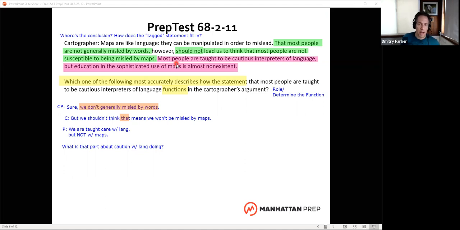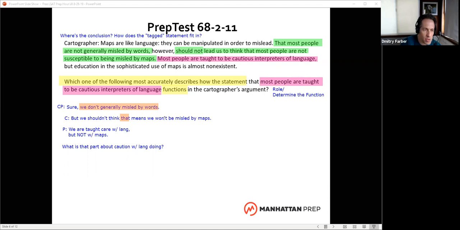Yeah, so be careful, right? Notice what they're asking about. That's why it's always important to check back, because we won't remember it from reading it the first time by the time we do all this. So we want to go back. The statement that most people are taught to be cautious interpreters of language. So what I'll actually do is, I'm going to erase this part just so we can see it. In theory, you could highlight this stuff on the test. I usually wouldn't, but you could. They're asking about the pink part, right?